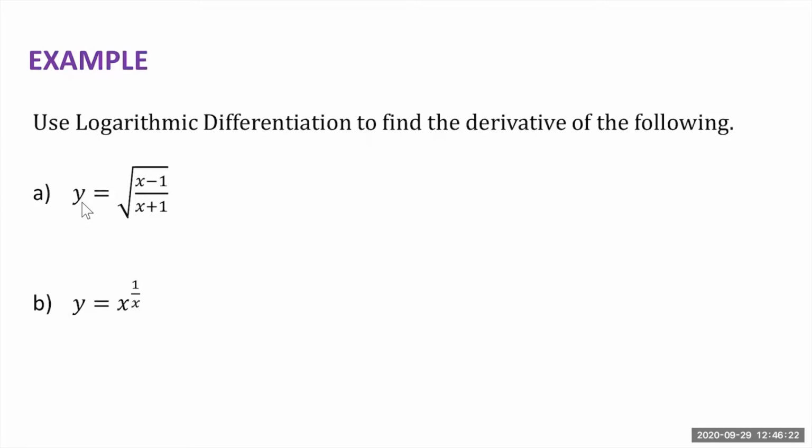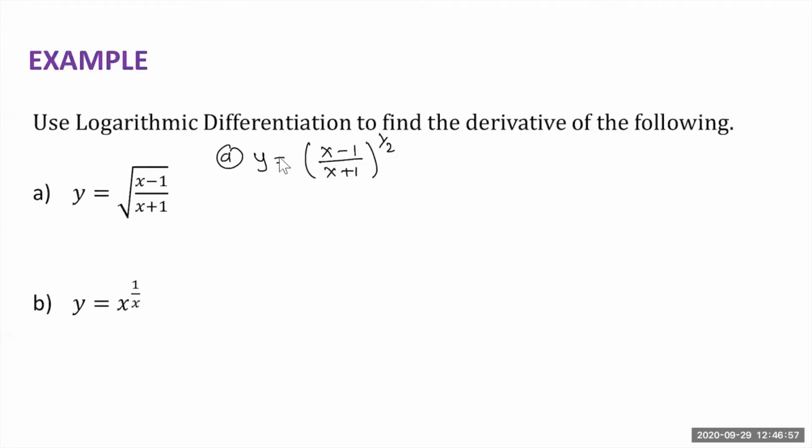In part A, we have y equal to the square root. Square root can be written as power half. So I can write this as x minus 1 over x plus 1 raised to power half. That is the meaning of square root. If you look at this carefully, you have an inside function and an outside function. You can use the chain rule to find the derivative. But here, we are not allowed to use chain rule because the question says use logarithmic differentiation.